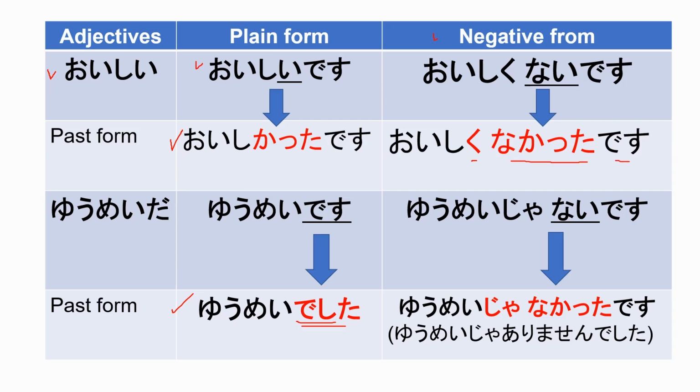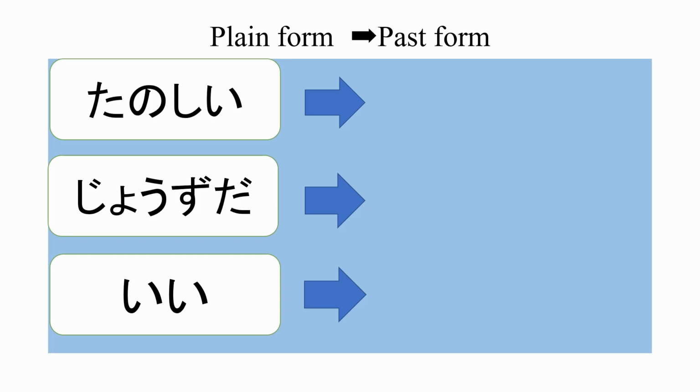有名だ negative form is 有名じゃないです。But the past form is 有名じゃなかったです。Not 有名くなかった。In polite form, 有名じゃありませんでした。Then I will say some adjectives. Please change them into the past tense and the negative past tense.